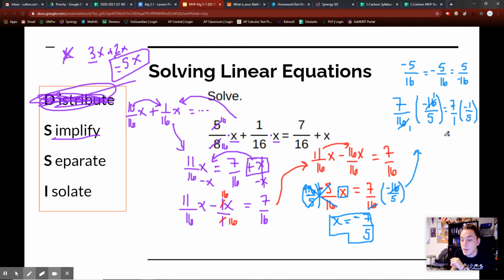That's technically what happened. So then what happens with the negative? Well, it goes out front. 7 times 1 is just 7. And then 5 times 1 is just 5. That's exactly what I got here. Okay, so I'm trying to show you how fractions work.